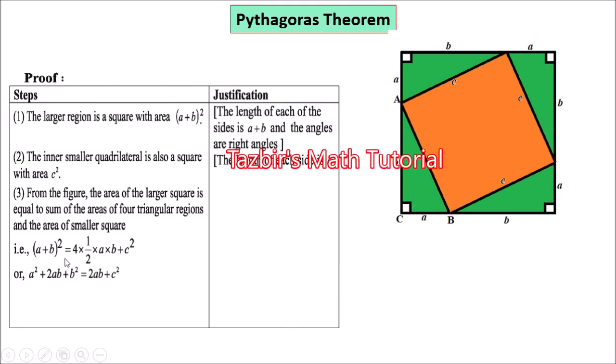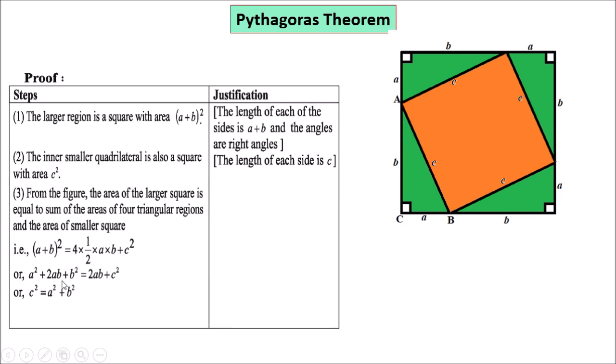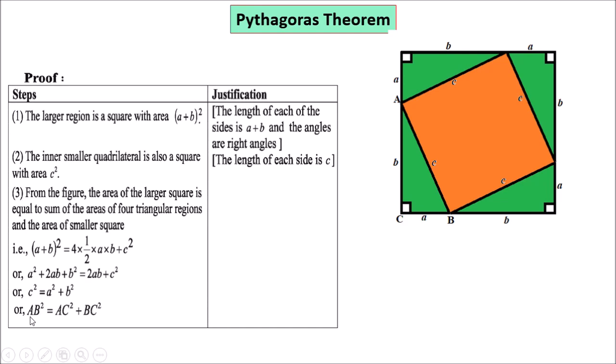Now the whole square formula, you know, a squared plus 2ab plus b squared, and if you simplify it, it will be 2ab plus c squared. Now if you just simplify it, 2ab and 2ab are gone, so c squared equals a squared plus b squared. So we can write AB squared equals AC squared plus BC squared, and that is the proof. So do you understand?